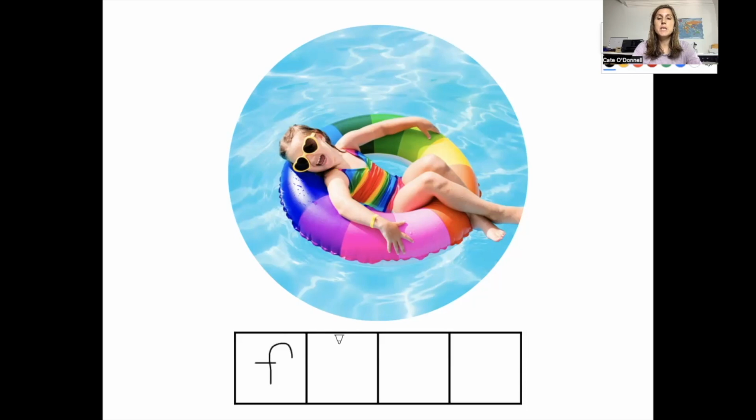What's the next sound you hear? L. What letter makes the L sound? The letter L. What's the next sound you hear? Flo. O. O is O-A. And what's the last sound you hear in the word float? T. What letter makes the t sound? The letter T. This is how you spell float.